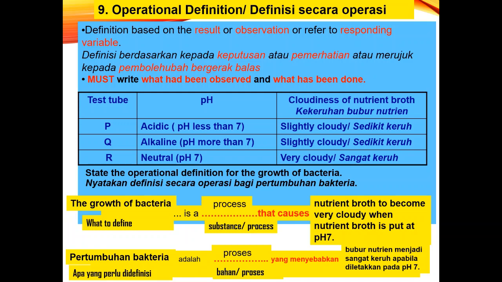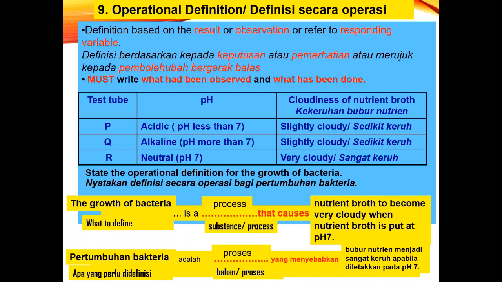So you write down the growth of bacteria is a process. Kalau dia ada proses, you write down process. Kalau dia bahan, kamu tulis bahan. Kalau dia adalah satu keadaan, kamu tulis keadaan. Okay, so here the growth of bacteria is referring to the process.